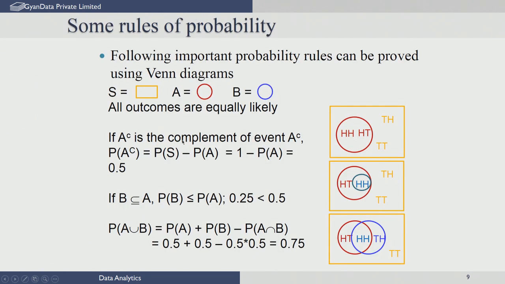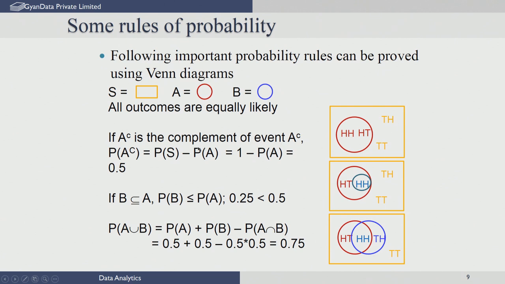Now there are other rules of probability that we can derive, and these can be done using Venn diagrams. So here we have illustrated this idea of using Venn diagrams to derive probability rules for the two coin toss experiment. In the two coin toss experiment, the sample space consists of 4 outcomes denoted by HH, HT, TH and TT. We are interested in the event A, which is the head in the first toss. This consists of 2 outcomes, HH and HT, which is indicated by this red circle. A complement is the set of all outcomes that exclude A, which is nothing but the set of outcomes TH and TT, known as A complement.